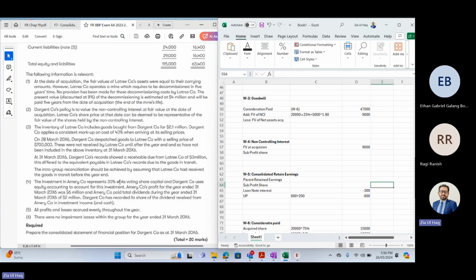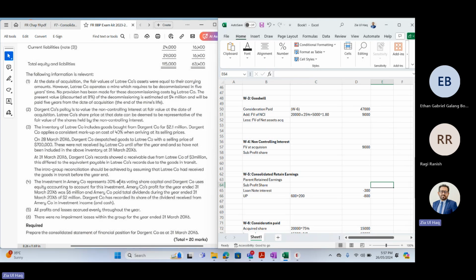So there is 2.1 million, and this is 700. This means receivable and payable should be adjusted with 2.1 million separately. And this 700 is what? These were not received by Latrey company until after the year end. This means for this inventory, receivable was recorded in parent company. But as the subsidiary didn't receive, there is no payable recorded in subsidiary.